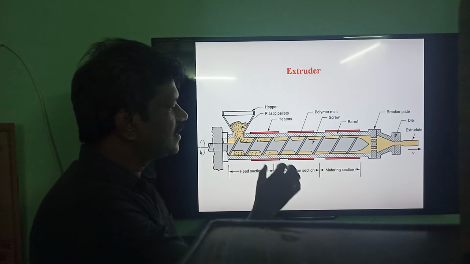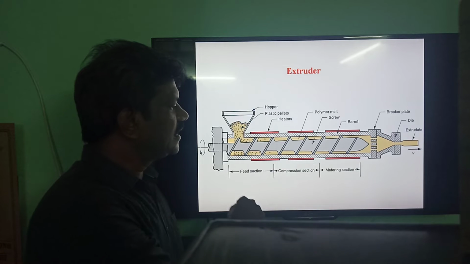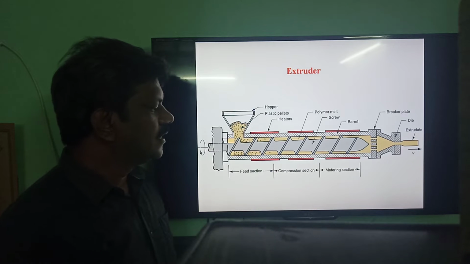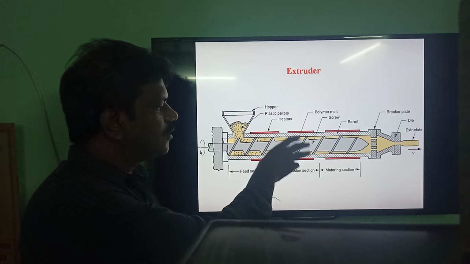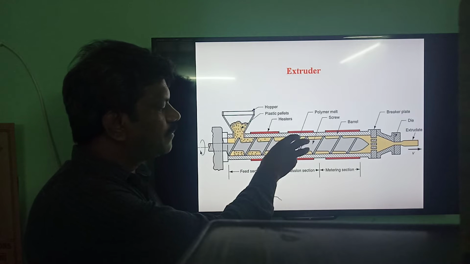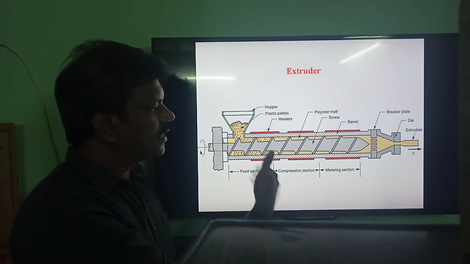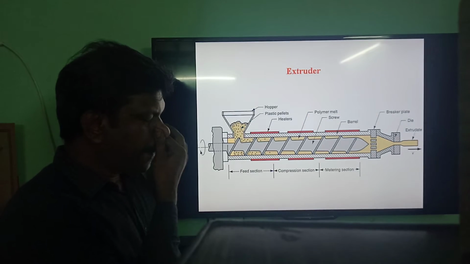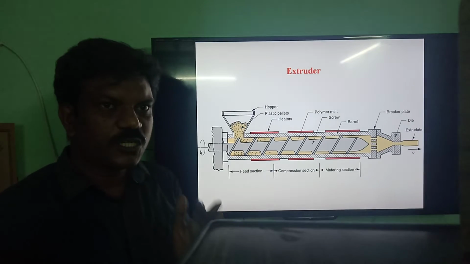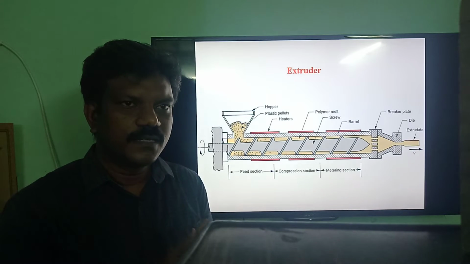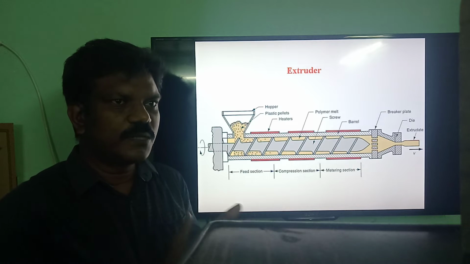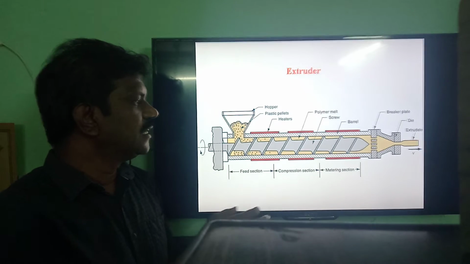In the compression section, it is heated further and therefore melted. In addition to that, there is friction between the molten plastic and the screw conveyor, and because of that additional heat is developed. In addition, because of the continuous mixing of the molten plastic, heat is generated again.